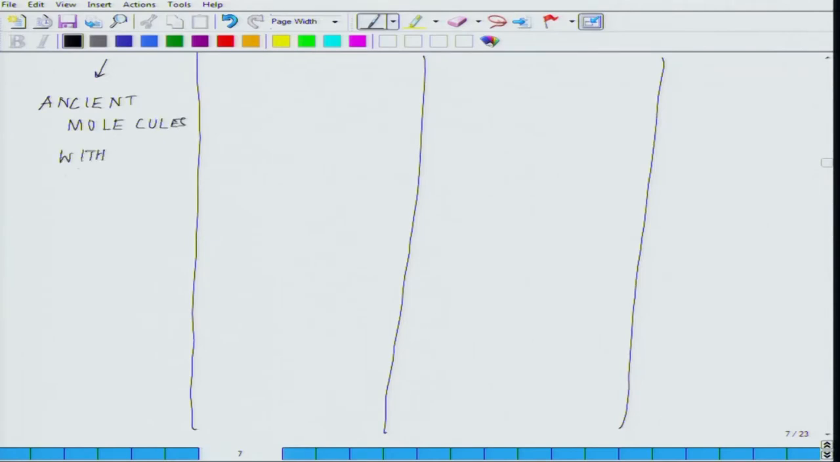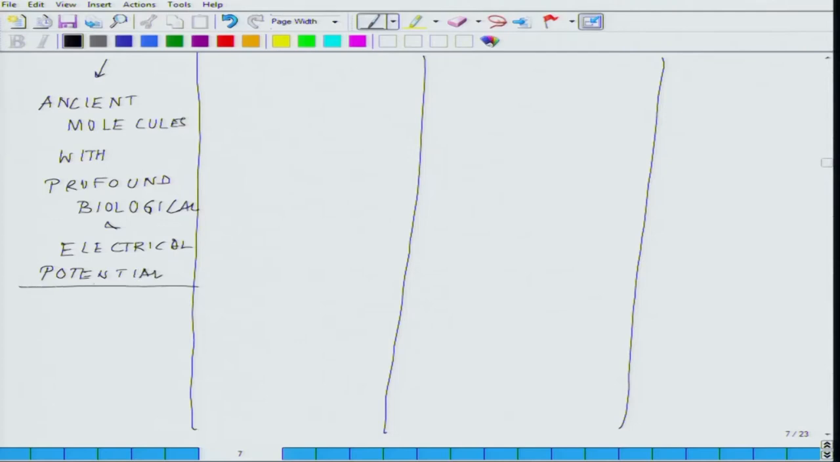with profound biological and electrical potential. Some of the molecules we will be dealing with here will be semiconductor molecules like sulfides. We will talk about them. We will pick up one different section, something like FeS2, one of the major ones we will be talking about, and we will talk about its solar cell potential.